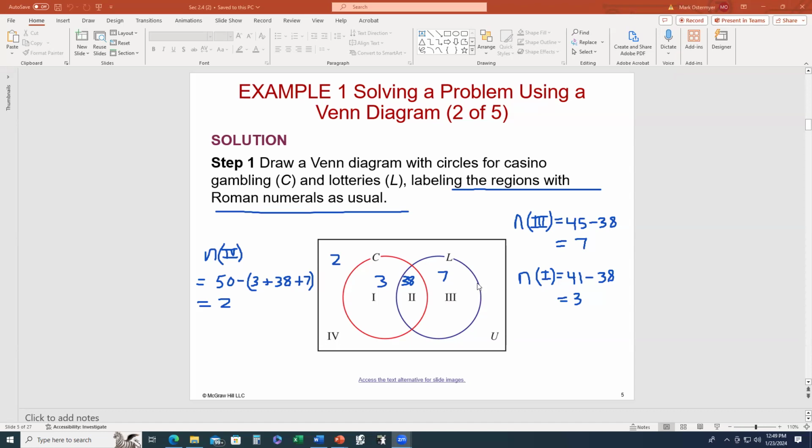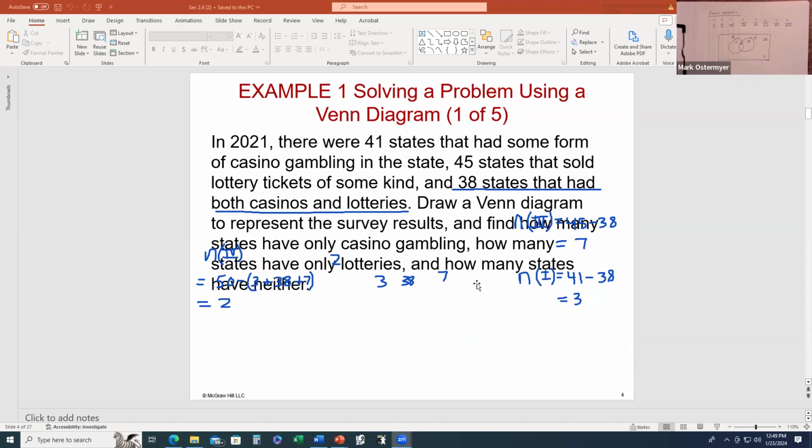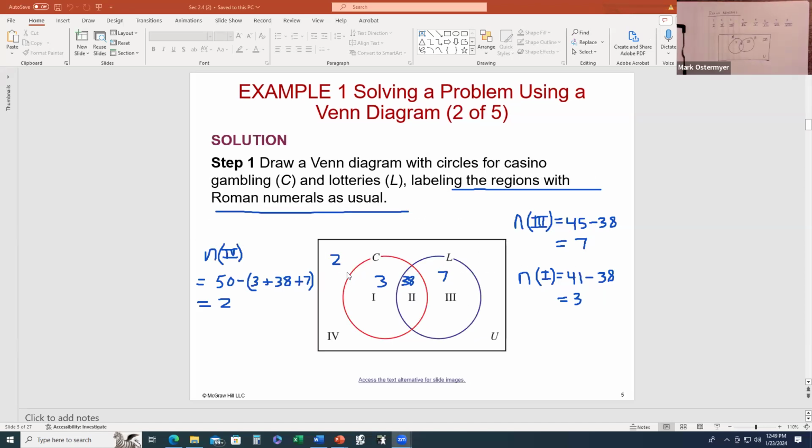Seven states. Another question. How many states have neither? Of course, that would be what? Two states, correct? Two. How many states have both casinos and lotteries? 38. 38 states. All right.